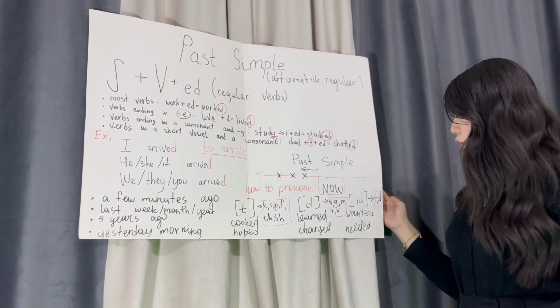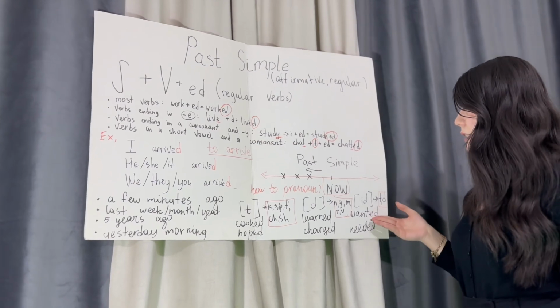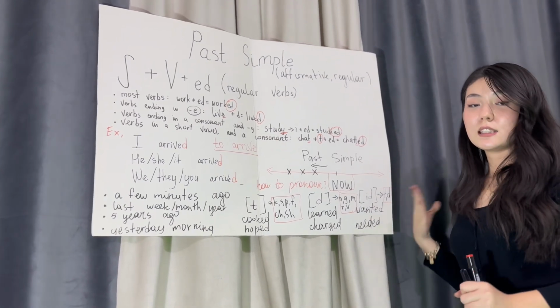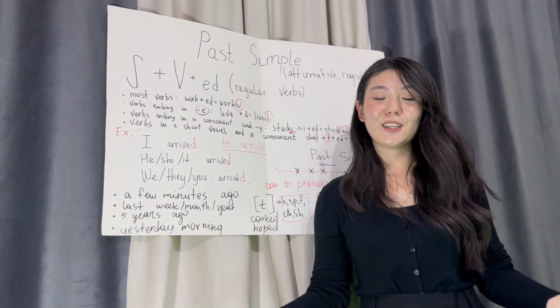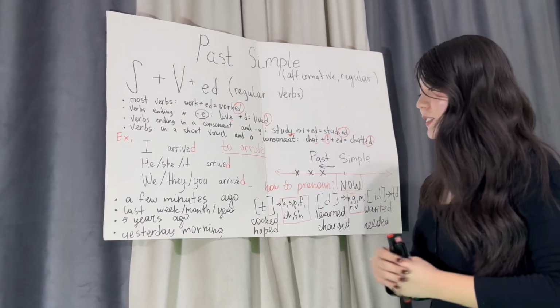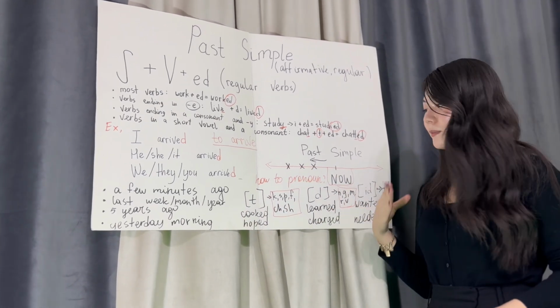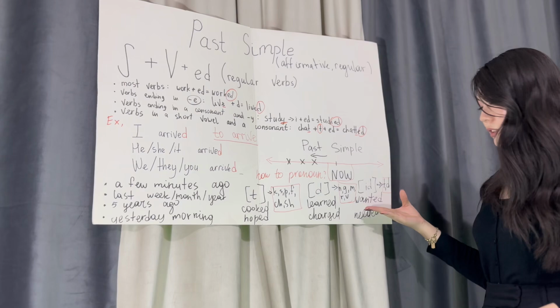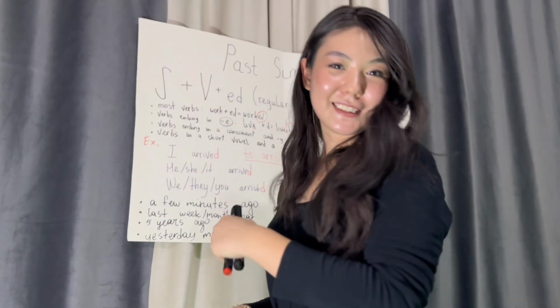And look at that. There are only two letters. If the last letter is T or D, the ed sounds like id. Wanted, needed. So let's repeat after me to learn how to pronounce those words correctly. Cooked, hoped, learned, charged, wanted, needed. Correct, guys. Let's do some practice.